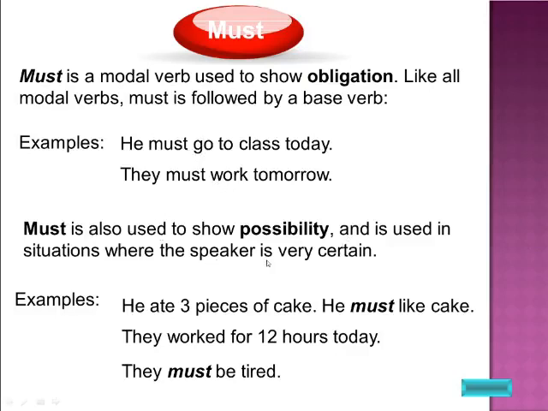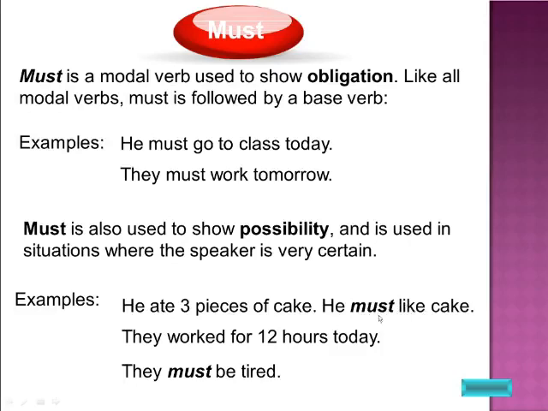Must is also used to show possibility, in a situation where the speaker is very certain. Okay. He ate 3 pieces of cake. He must like cake. He must like means he must have liked the cake. He must have liked the cake. He must like the cake. This way you can use.